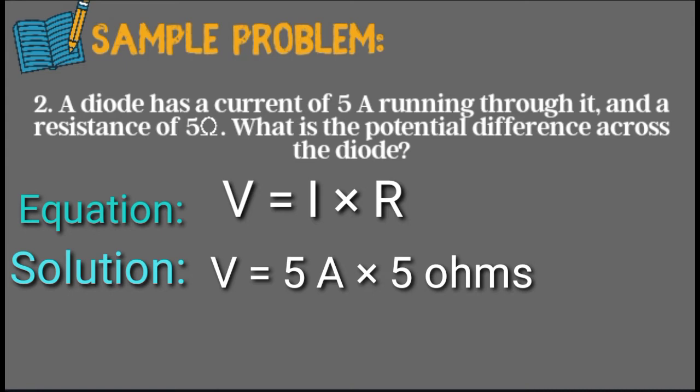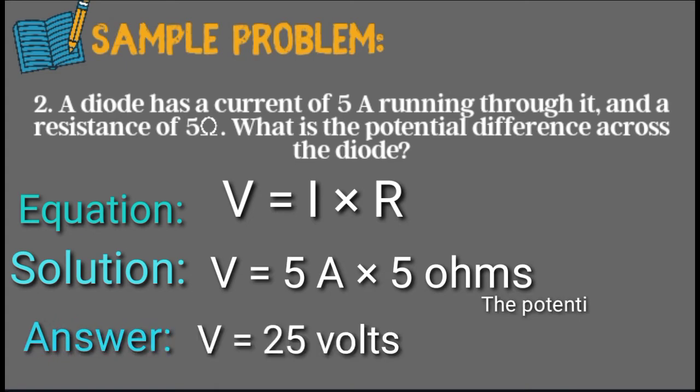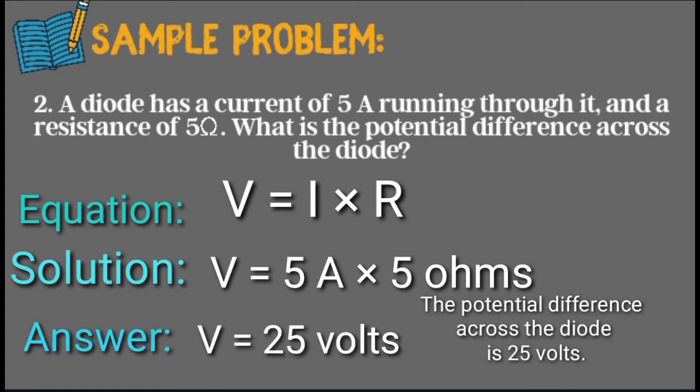For our solution, substitute I to 5 amps times R, 5 ohms. 5 times 5 equals 25. Our answer, V equals 25 volts. The potential difference across the diode is 25 volts.